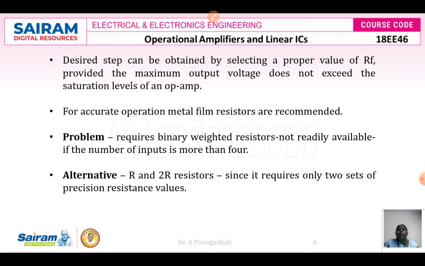The problem we face in this binary weighted resistor DAC is that we require binary weighted resistors. The binary weighted resistors are not readily available if the number of inputs is more than 4. The alternative for this binary weighted resistor DAC is the R-2R resistor network, where we use only 2 sets of resistors, and these resistors are of precision resistance values.